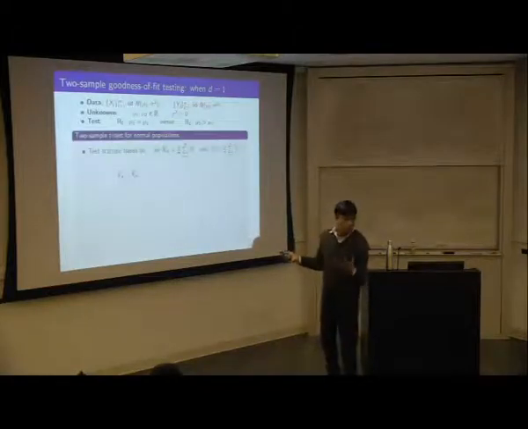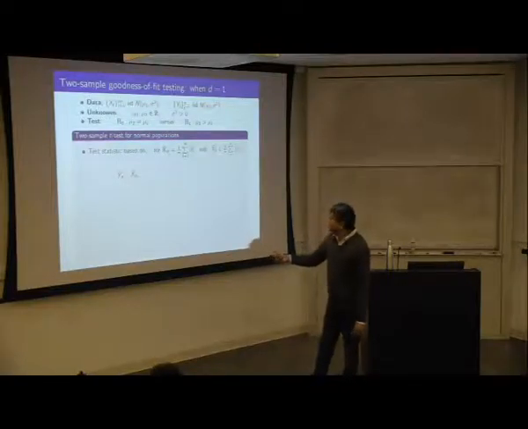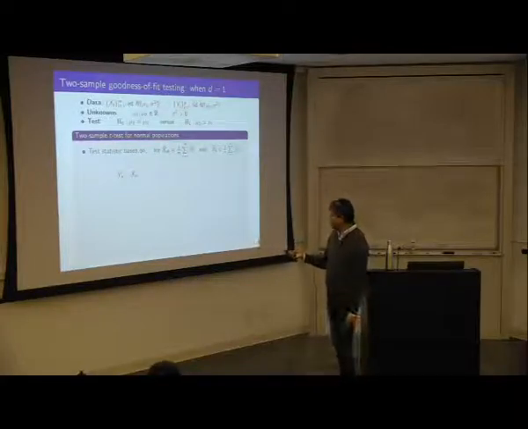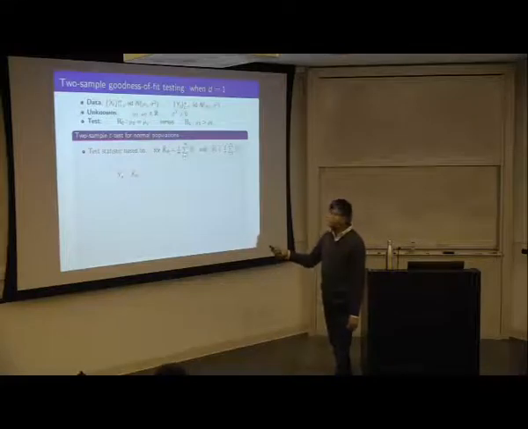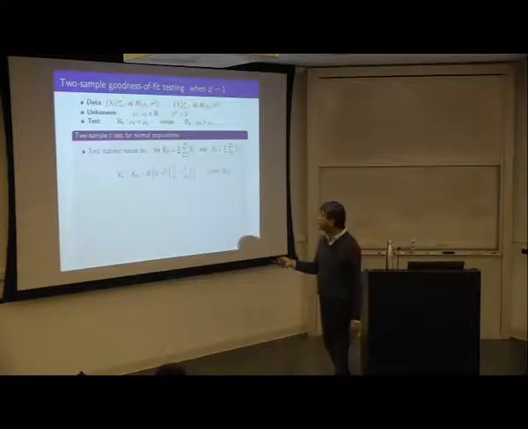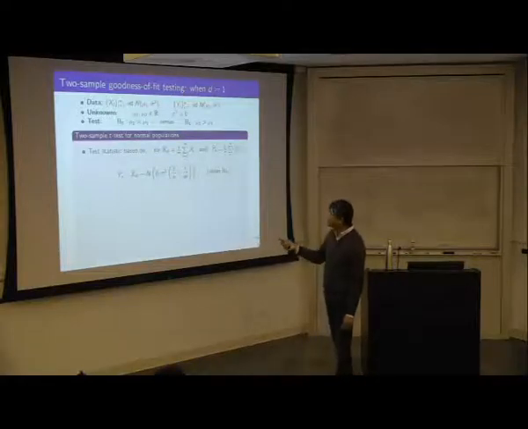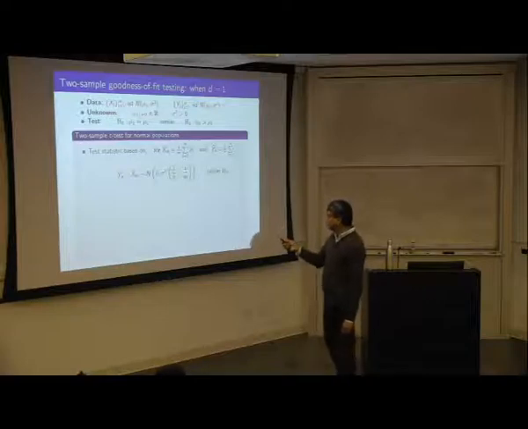In this case, we know what is the best thing to do. As you can imagine, the test would be based on the difference of the sample means. So you take the yj's, look at the sample mean, and look at the xi's, and look at the difference, and you would reject if this is large, right? That's, of course, the idea. A simple calculation shows that this has a normal distribution, but sigma squared is the annoying parameter. You don't really know sigma squared, so what do you do?